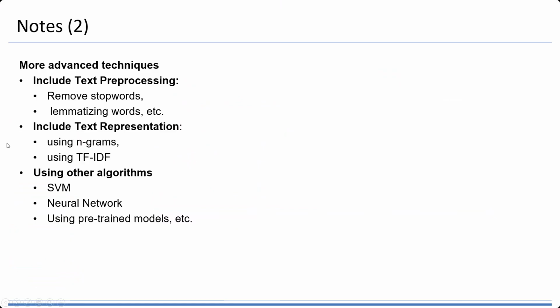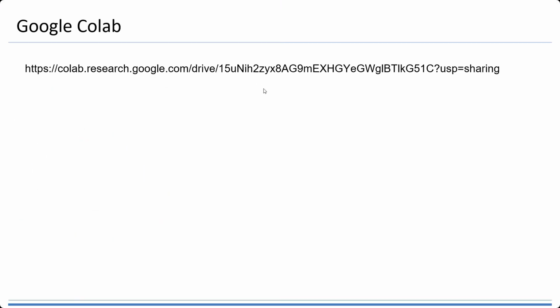You also need to understand how to deal with the text representation. Either you want to use n-grams, or TF-IDF, or another kind of representation. Here I give you some other algorithms. Maybe if you join the data science class, you will know SVM, or you may want to use a neural network or other things, or pre-trained models, which is also possible. So let's go to the Google Colab.